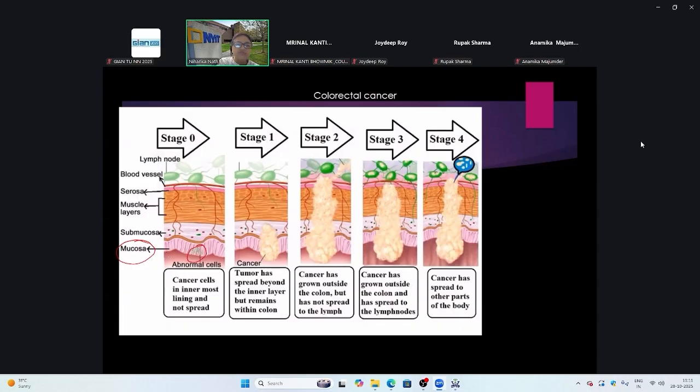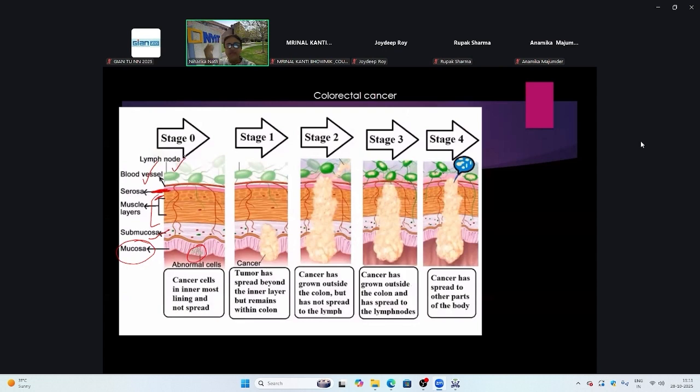Here's your abnormal cells in the mucosa. Then there's the submucosa, and then there's a smooth muscle layer, let's say, and the cover of the smooth muscle is the serosa. All right, that's the serosa, and then come the blood vessels, and along with the blood vessels, there are lymph nodes.